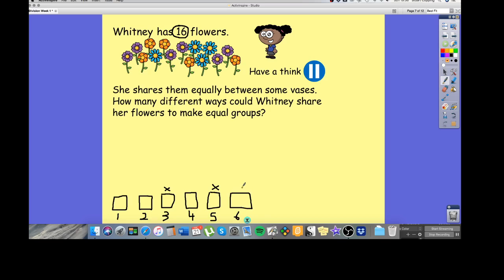6 groups wouldn't work. Neither would 7. 8 groups would. 9 groups wouldn't. Anything else after this wouldn't work unless you had 16 groups, a bit like the cucumber at the beginning. So you could have 1, 2, 4 groups, 8 groups or 16 groups. Nothing else would work because they wouldn't be equal then. I'm not going to show you every single way, I'm just telling you the answer.